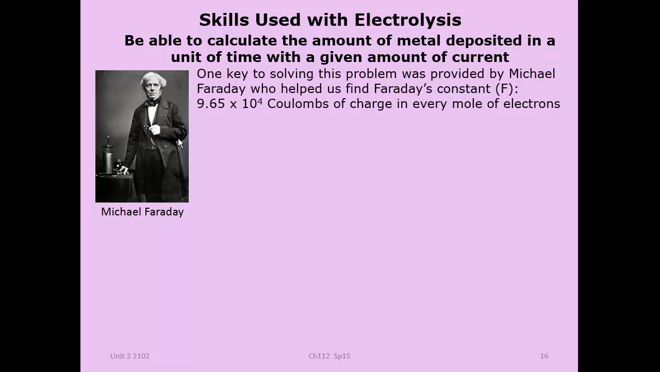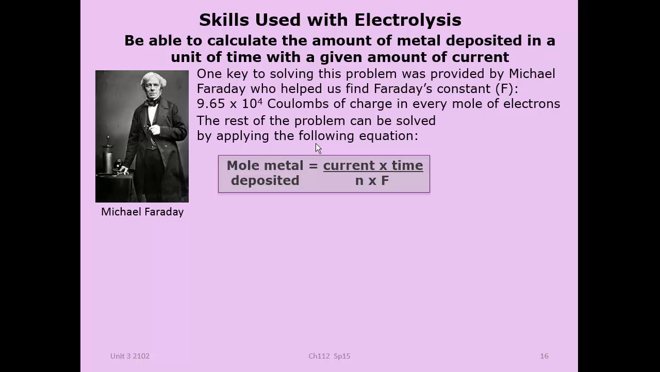Here I have this nice picture of Faraday, and just for demonstration's sake, this is not true, but I'm saying that's a water bottle beside him. The rest of the problem is very seldom outlined in a textbook exactly this way, but I like to put it in equation form: you can find the moles of metal deposited by taking current times time, dividing by N and Faraday's constant, and we'll talk about all these parameters in a second.